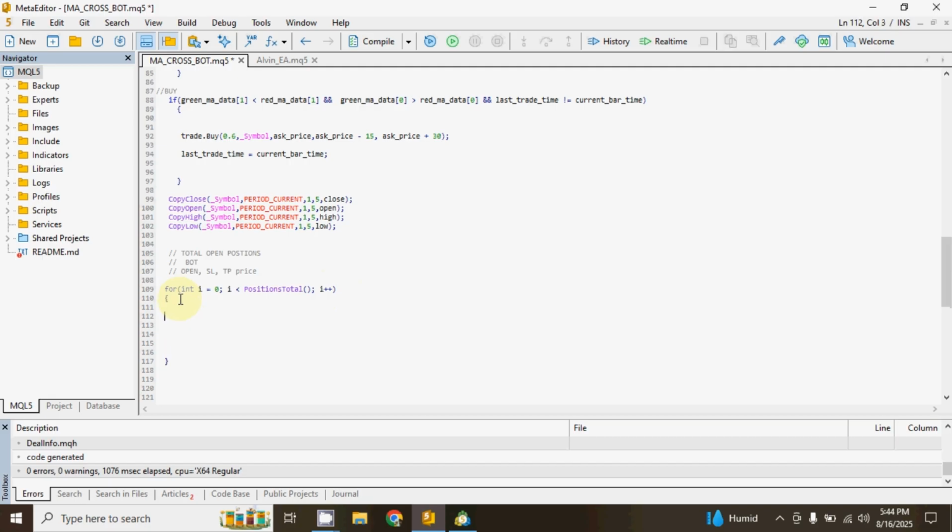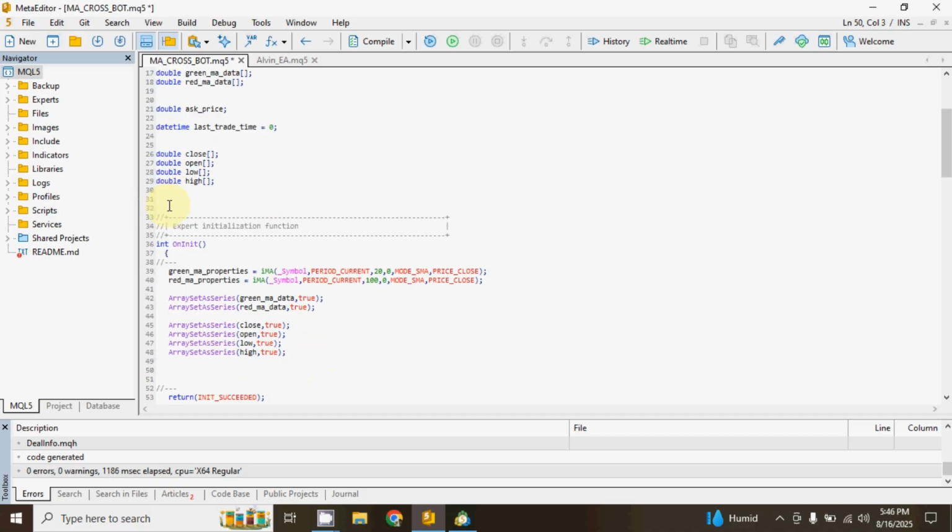Now, the next thing we have to do is check if the position the bot is looping through was a position taken by this particular trading bot. Now, in order for you to know if the trade was taken by the bot, this is what you have to do. You have to set the magic number. The magic number is like a unique number that is attached to a bot, so that any trade that is taken by the bot is going to be identified with that magic number.